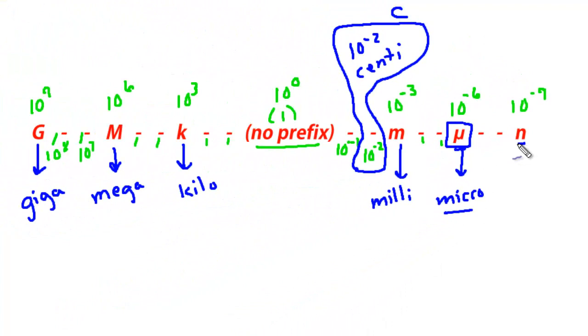And then we have an N, and the N stands for nano. Now again, there's other prefixes, but these are the ones that we most commonly use. These are the ones that I require you to memorize.